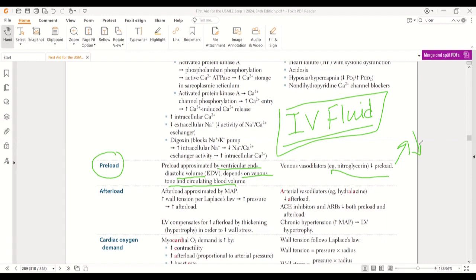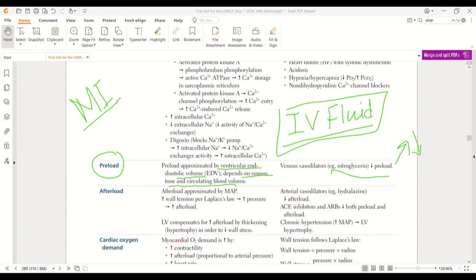I discussed this concept in the previous lecture. Usually we give nitrates in MI. Can you tell me in which type of MI nitrates are avoided? Right-sided, right ventricle infarct, because we said yesterday it's contraindicated.